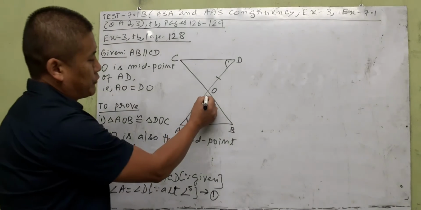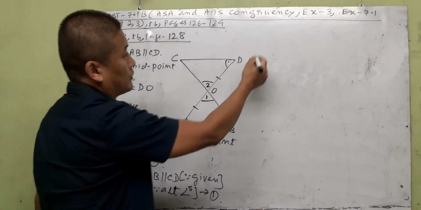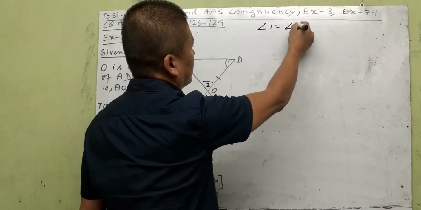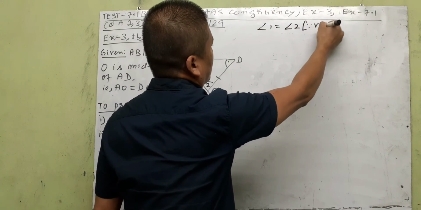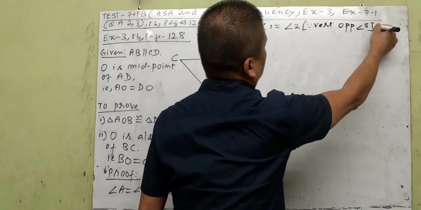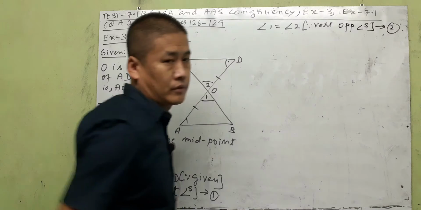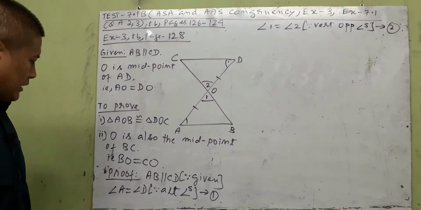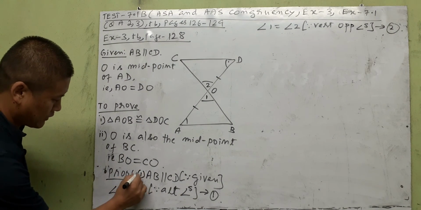Then here, let us say this is angle 1 and here angle 2. We know angle 1 will be equal to angle 2 because we know vertically opposite angles are always equal. So let us put this one as equation 2. I think that should be okay. Now let us start solving the first one, number 1.